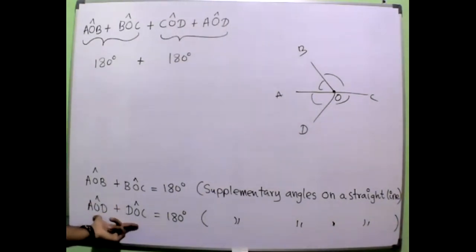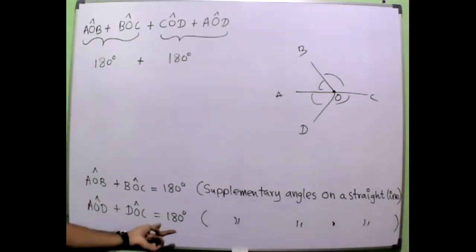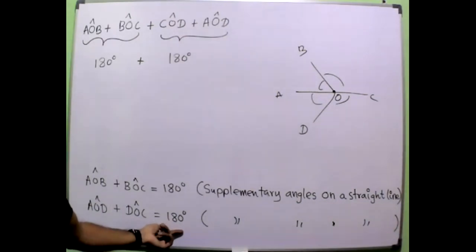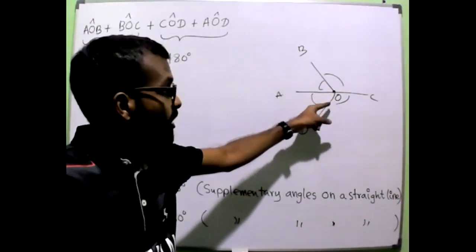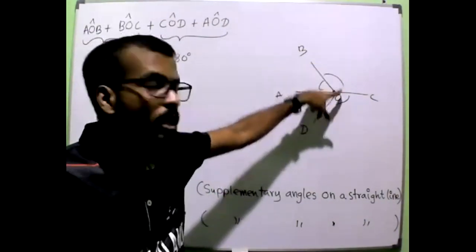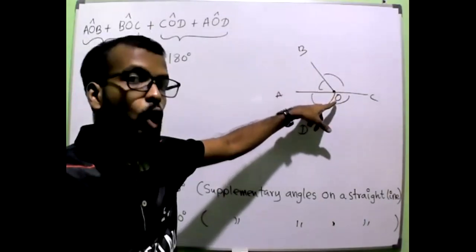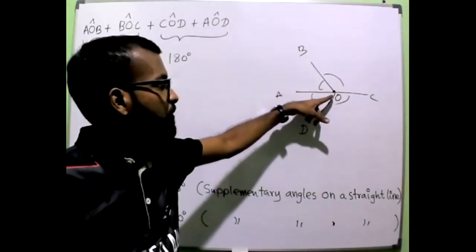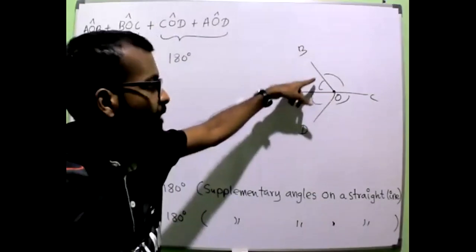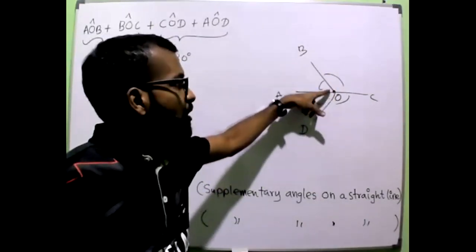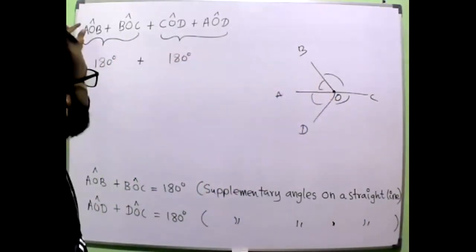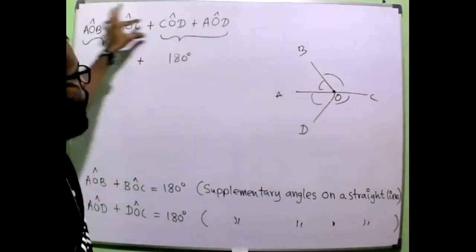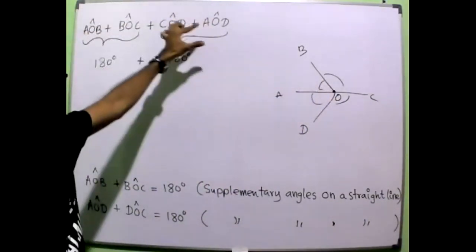So if you get the addition of these two angles, you can obtain 180 degrees. So these four angles you can find around this point. What is the point? The point is O. Around this point you can find four angles together. Now I have to get the addition of those four angles.